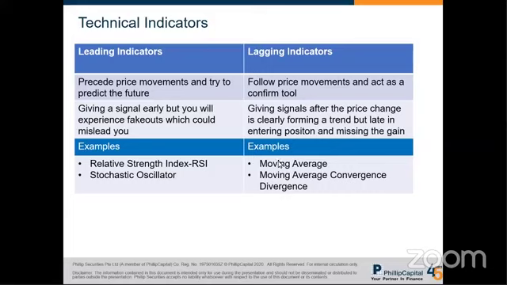So some of these leading indicators are RSI or the stochastic oscillator. Lagging indicators will follow the price movement and are used as confirmation tools. They give you a signal after the price change forms a trend, but sometimes when you use them, you may enter the position late and miss out on the gain. Some of these lagging indicators are moving average and MACD.